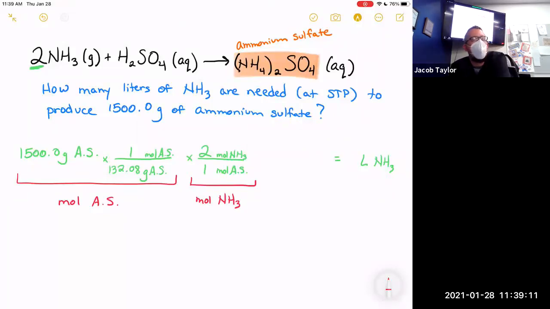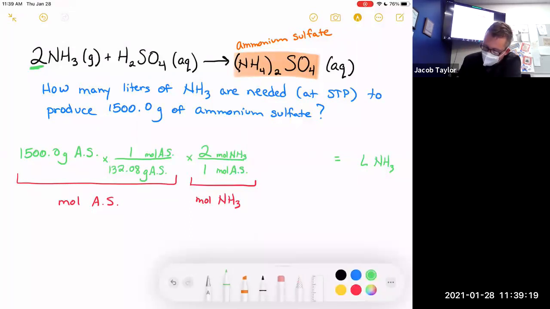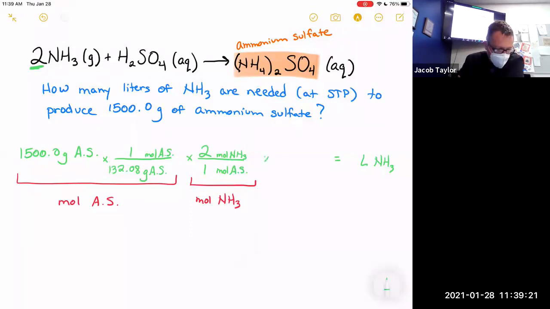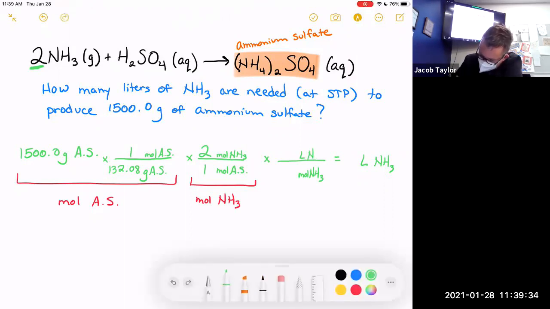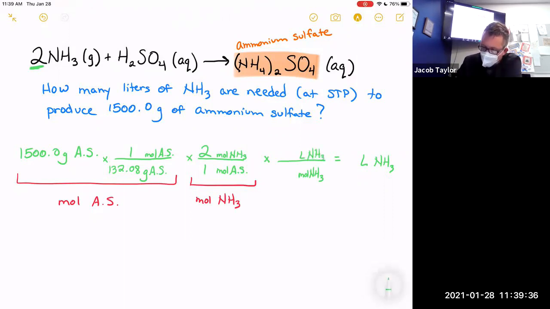Once we have moles of nitrate, we're home free. We want our answer to be liters of nitrate. So all we got to do is convert from moles to liters. Since we know they are at STP, we know exactly what the volume of a mole would be. We want to cancel the moles of NH3 and be left with liters of NH3. So one mole of NH3 is how many liters? 22.4.